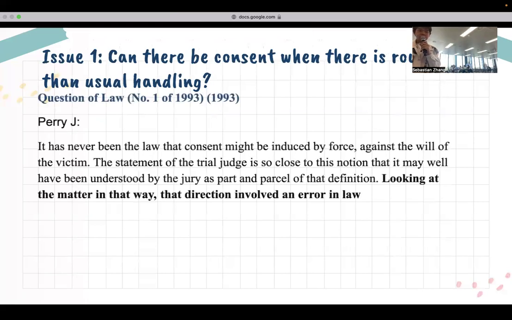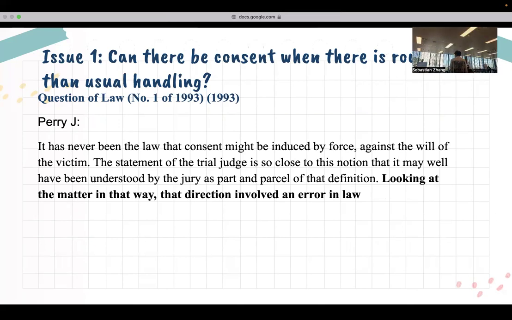And what happens, it has never been the law that consent might be induced by force against the will of the victim. Looking at this matter in that way, the direction involved an error of law. So on appeal, Justice Perry said the initial trial judge was wrong.